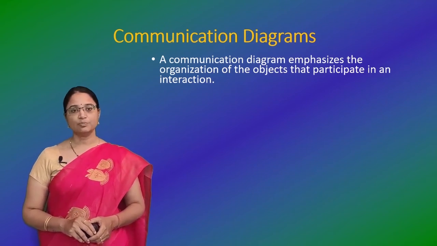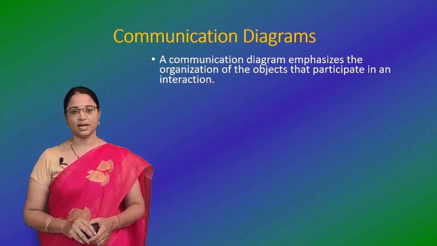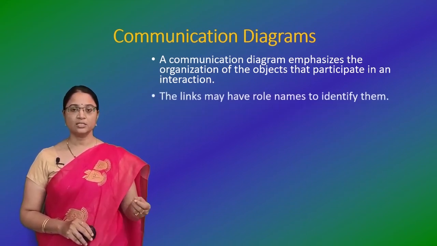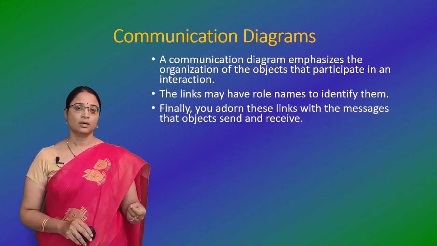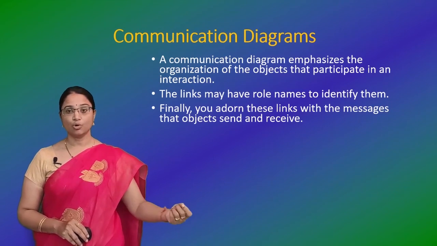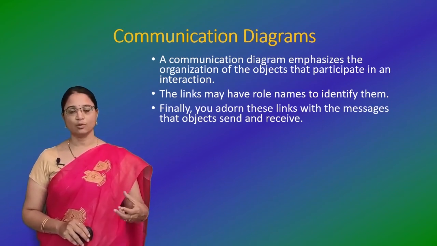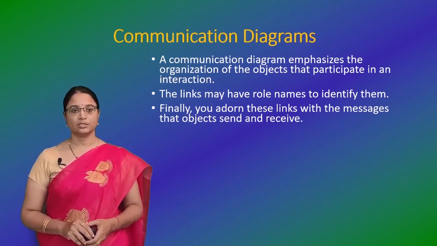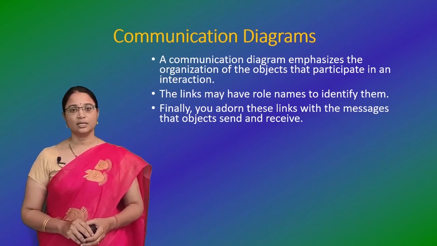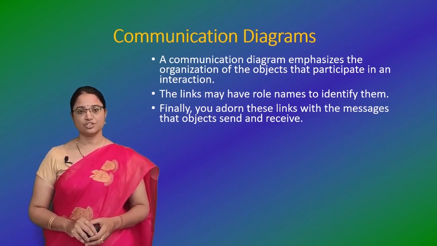So the links may have role names to identify them. Finally, you add to these links the messages that the objects send and receive. You can use stereotypes to represent the links, like create, destroy, send, local, global, parameter. All these are adornments which you can use on the link, so that you can tell the visibility or the association with the other object. This gives the reader a clear visual cue to the flow of control in the context of the structural organization of objects that collaborate.